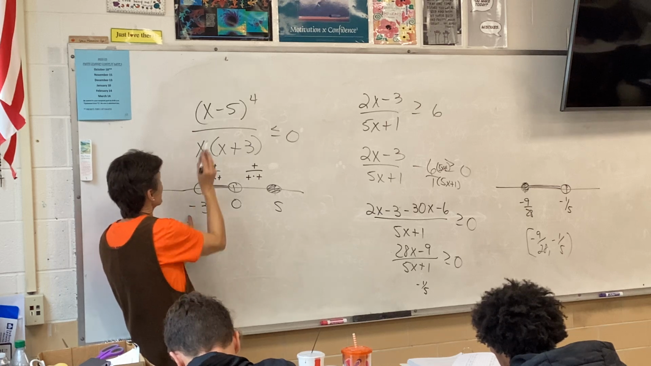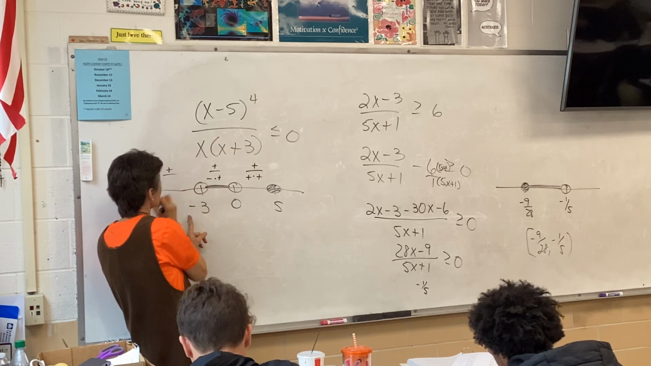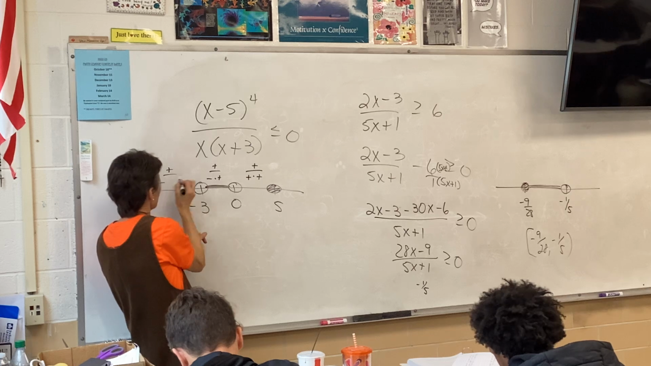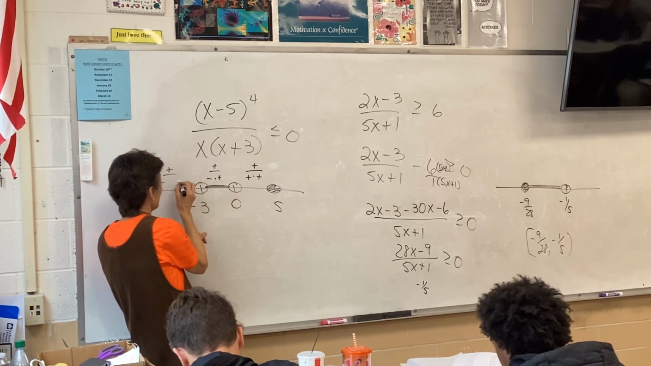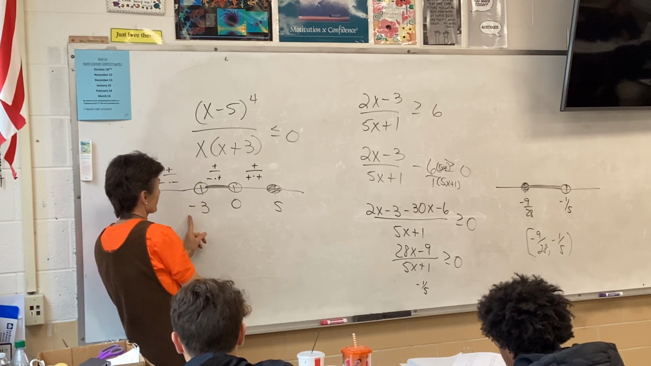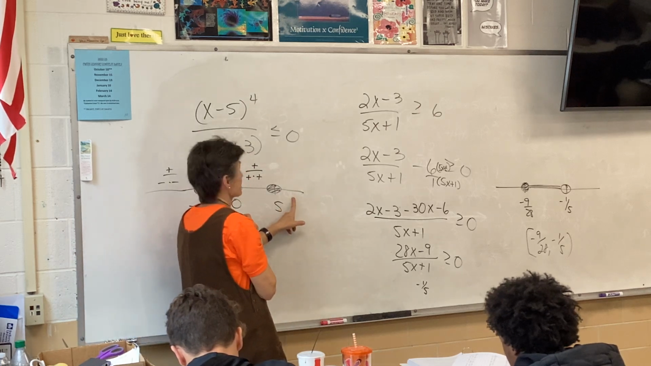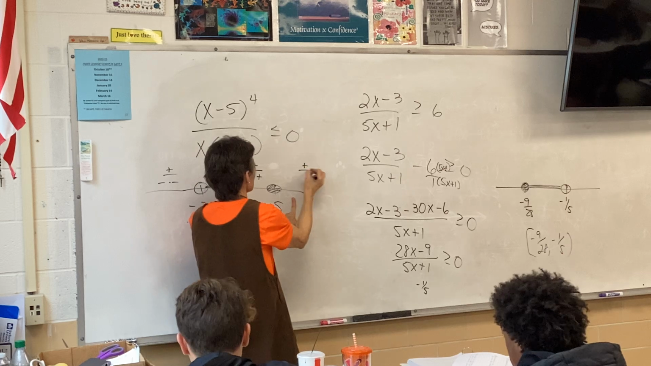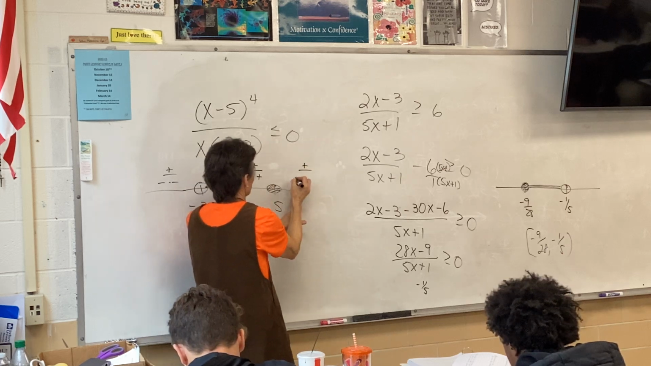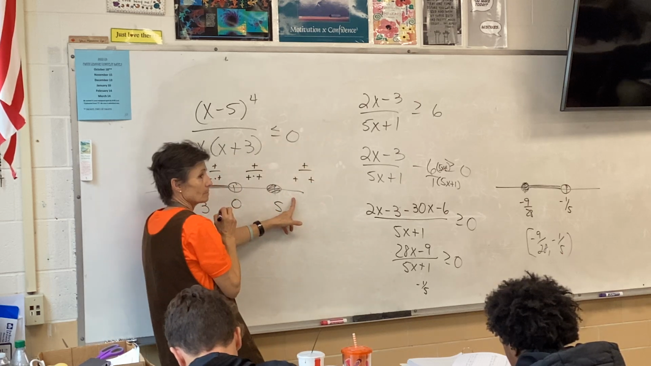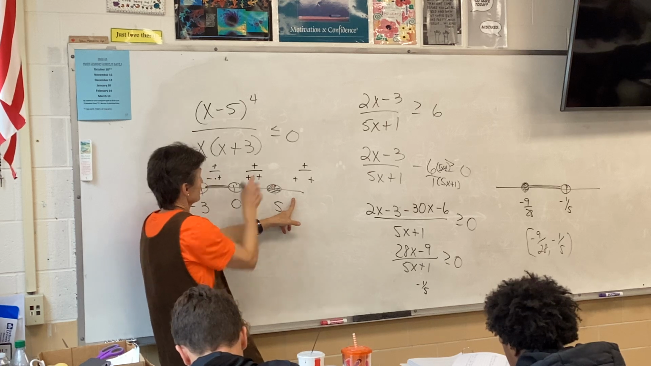-4 makes the top positive. Negative. Negative? No. 6. Positive. Positive, positive. Is that less than 0?